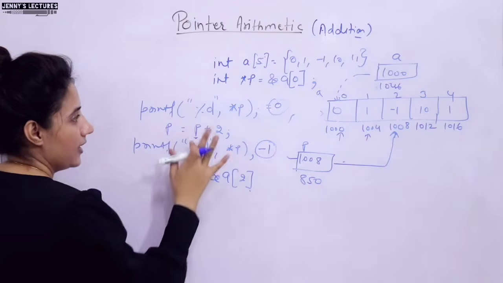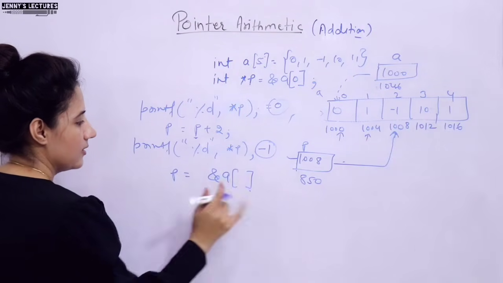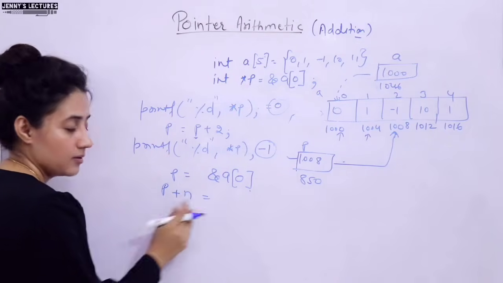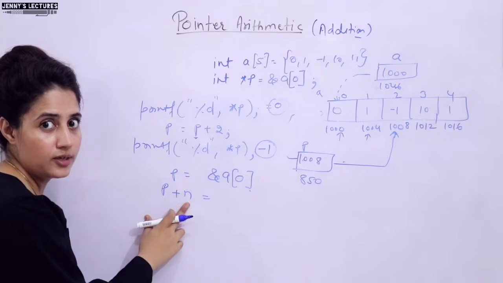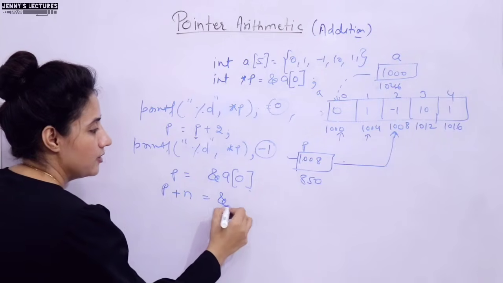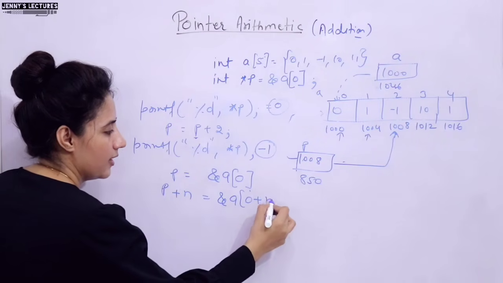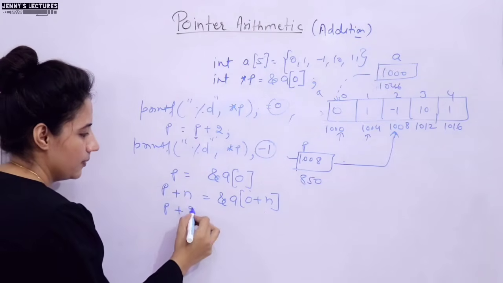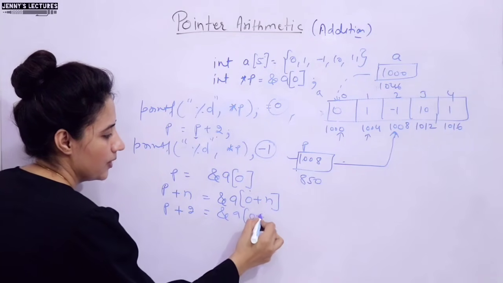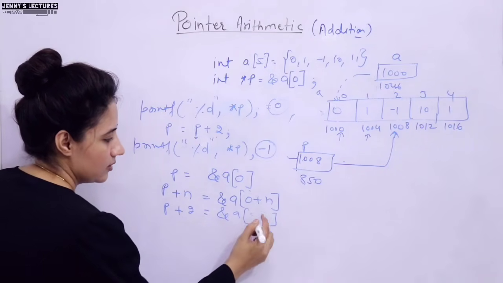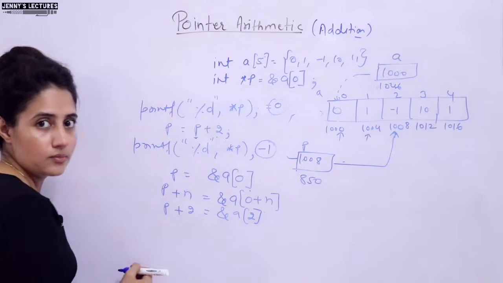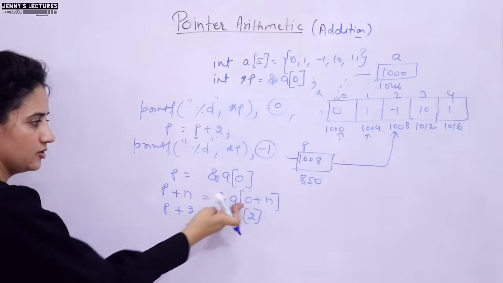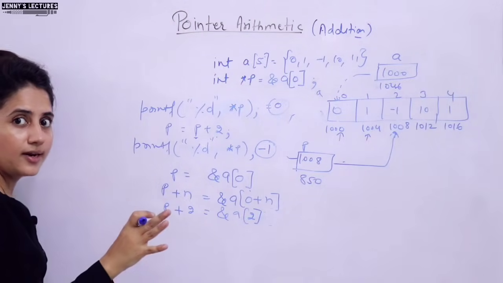So see, in general terms, in the starting, in P we have the address of A of 0. If you add any integer number to P, 0, 1, 2, 3, 4, right? That would be address of A of 0 plus n. This is how you can write it. See, here I am writing P plus 2. P plus 2 is equal to address of A of 0 plus 2, means A of 2. And now you can see it is pointing to A of 2. This is how, in general, you can write it, right?